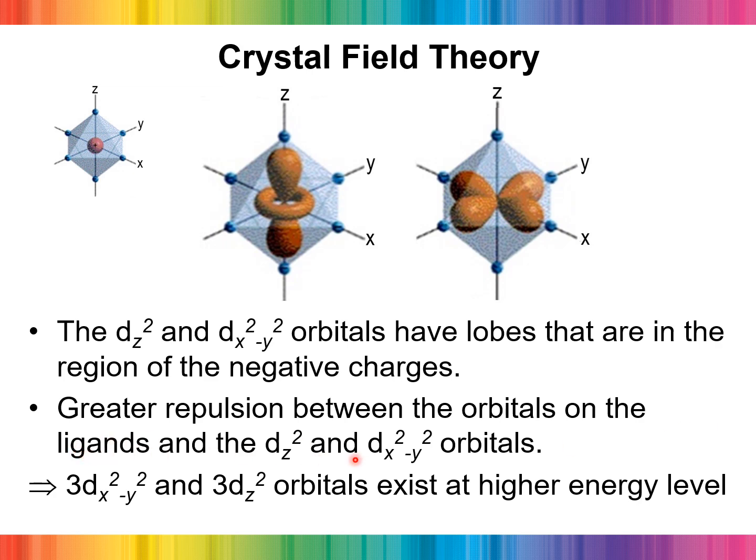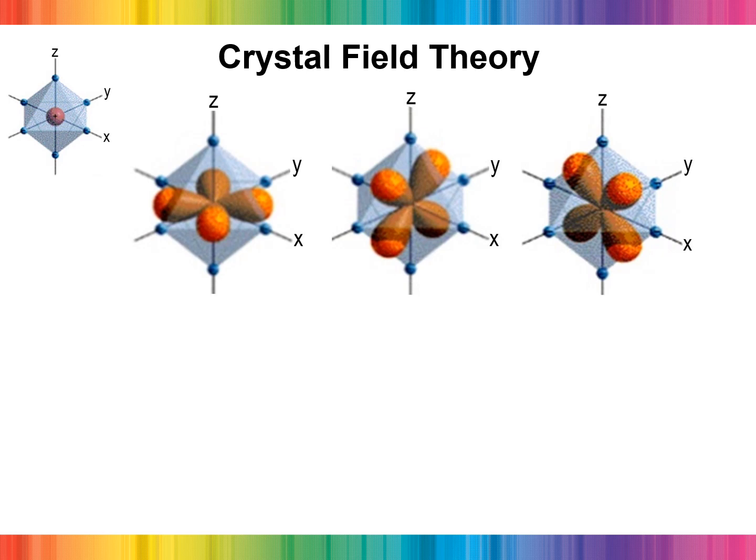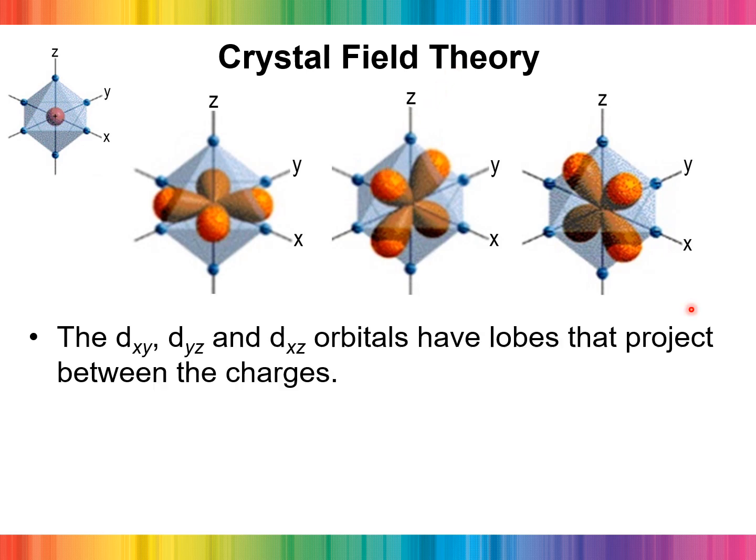And as such, these two orbitals will get destabilized and move towards a higher energy level, so hence 2 above. Now on the other hand, the other three, the dxy, this one, dyz, this one, and dxz, xz is this one. Their lobes are actually projected in between the charges. You can see it's actually diagonal to the xyz coordinates.